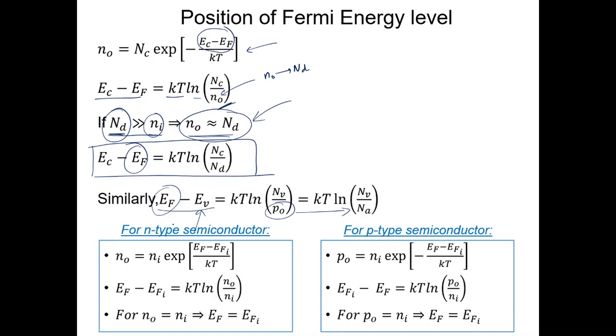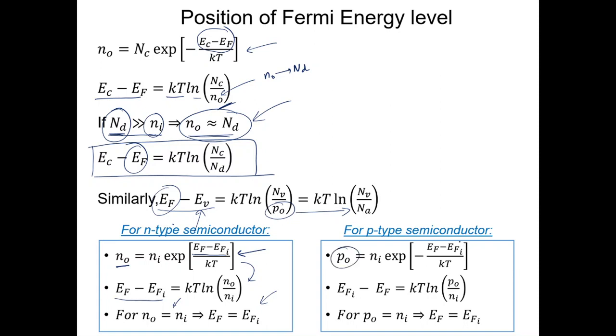So to summarize, for n-type semiconductor we have a relation for n0. If you know the difference between the Fermi level and the intrinsic Fermi level, we basically get EF minus EFi from this relation, right? And if n0 equals ni, which is again going back to the intrinsic case, EF is EFi. That's what we saw in the previous case, right? Similarly, for the p-type semiconductor, you can write the same relation.